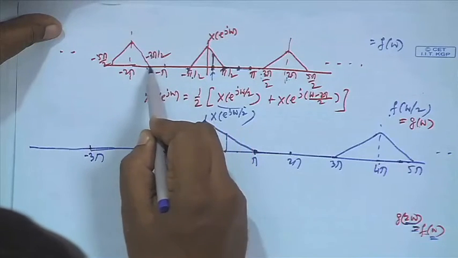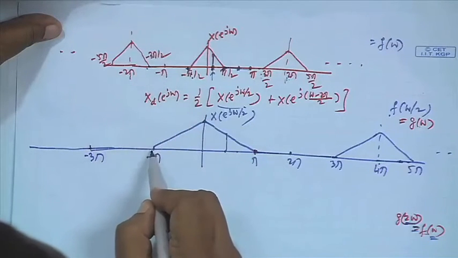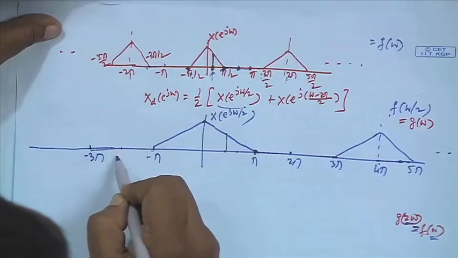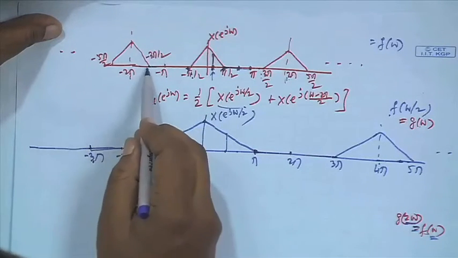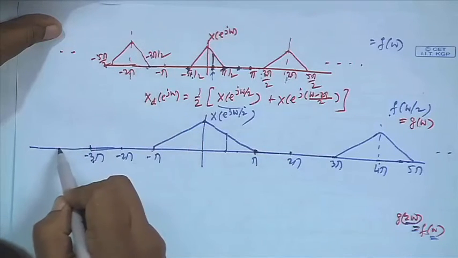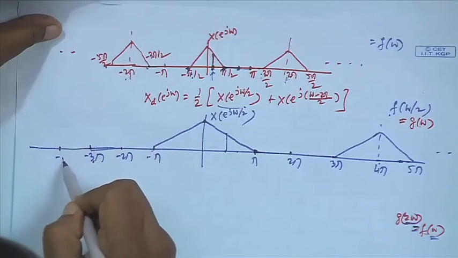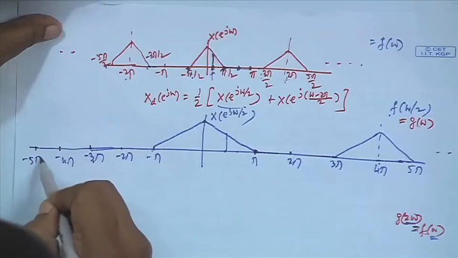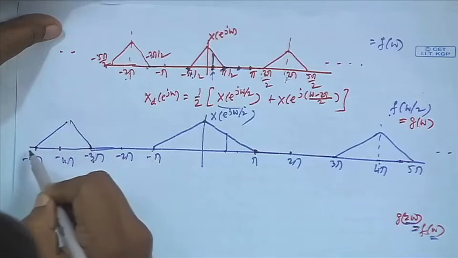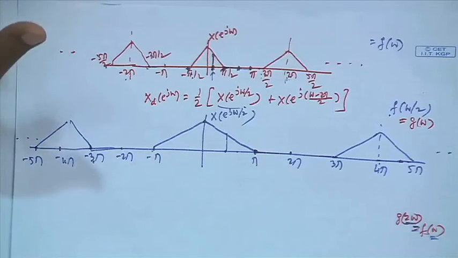So from here to here I had zeros, so minus pi by 2 will go to minus pi, minus pi will go to minus 2 pi, minus 3 pi by 2 will go to minus 3 pi, and then from here to here minus 2 pi becomes minus 4 pi, minus 5 pi by 2 becomes minus 5 pi, and you have one more such block, and dot dot dot.